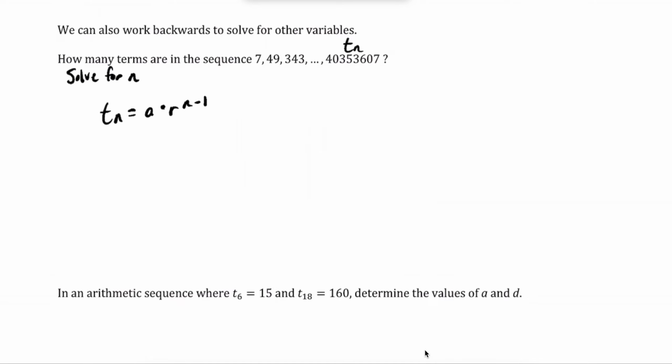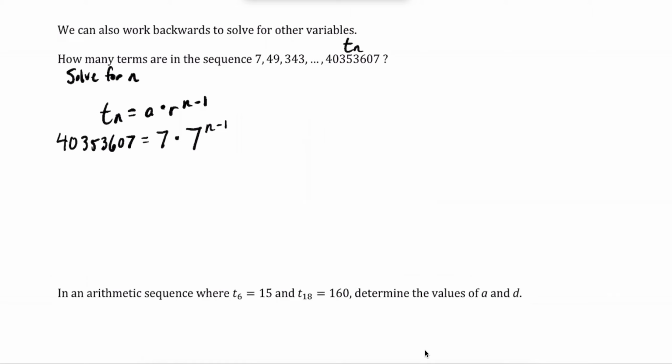Now, if you feel like you've got the algebra skills to tackle this, I suggest pausing the video and giving it a try. I'll walk you through it now. So in this case, I know the value of Tn. I can sub it in here. Starting at 7, I'm multiplying by 7 each time, and I'm raising that to the power of n minus 1. And now to solve this, the next step is going to be to divide both sides by 7.